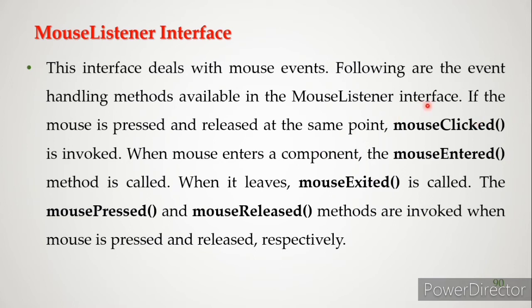If the mouse is pressed and released at the same point, we can call that a mouse clicked. At that time the mouseClicked method will be invoked. When the mouse enters the component, the mouseEntered method will be called. When it leaves the component, it will call mouseExited. And mousePressed and mouseReleased methods are invoked when the mouse button is pressed and released respectively. Based on this you will have a lab program. At that time you will clearly understand by executing the program.